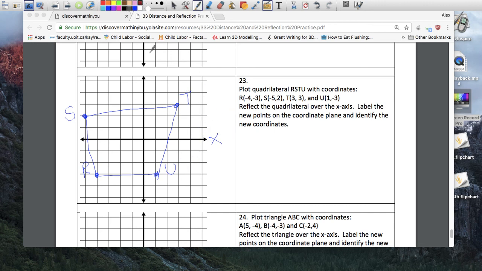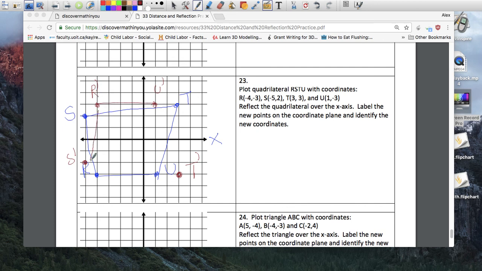So change colors. T, and I'll do this by counting this time around. T is going to be 3. So this is T prime right here. I'll come down. U is going to go up, so it's 3 units. Here's going to be my U prime. S comes down, so it's going to be here. Sorry, not there. S is 2 units away from the x-axis, so S prime is going to be here. And R prime is going to be here.